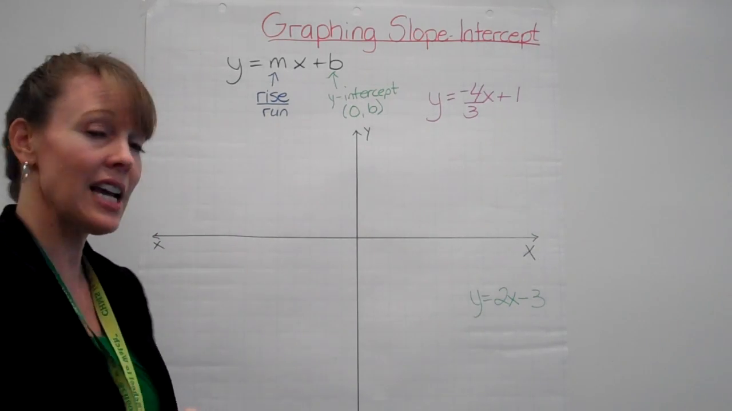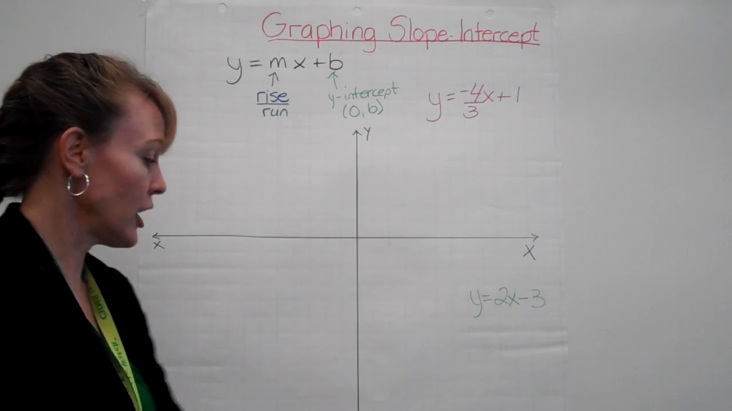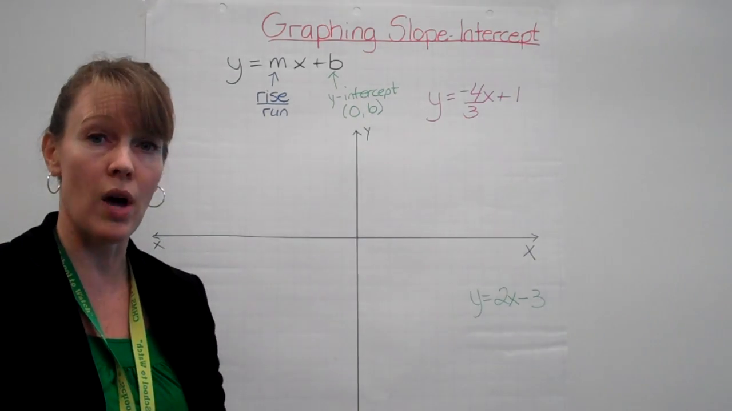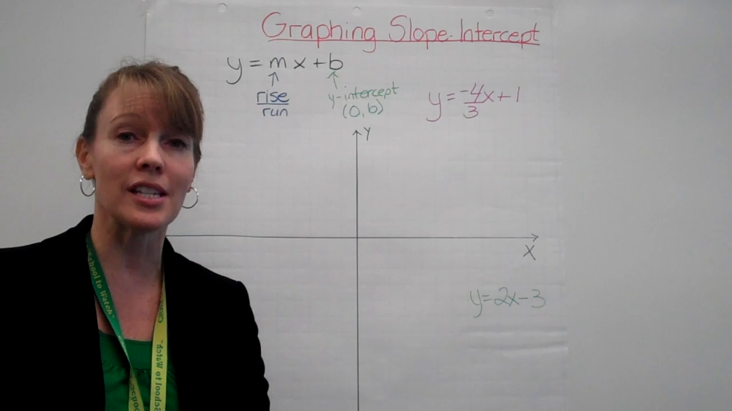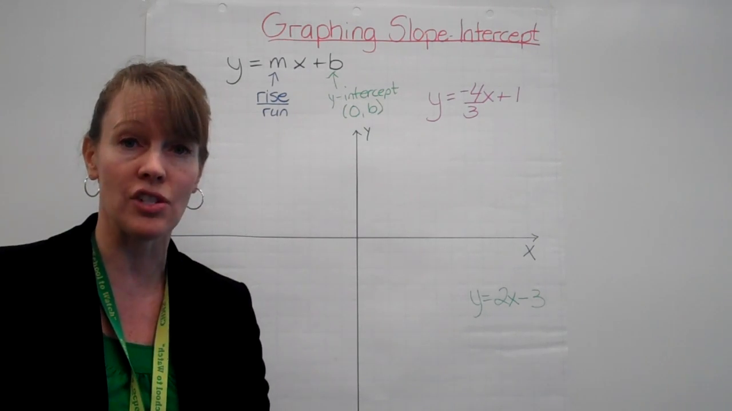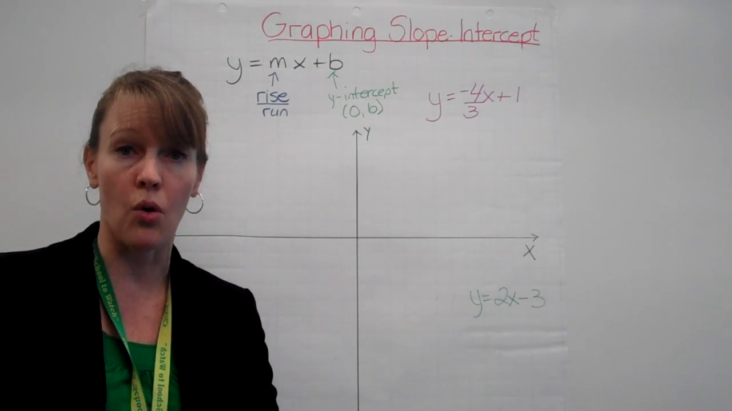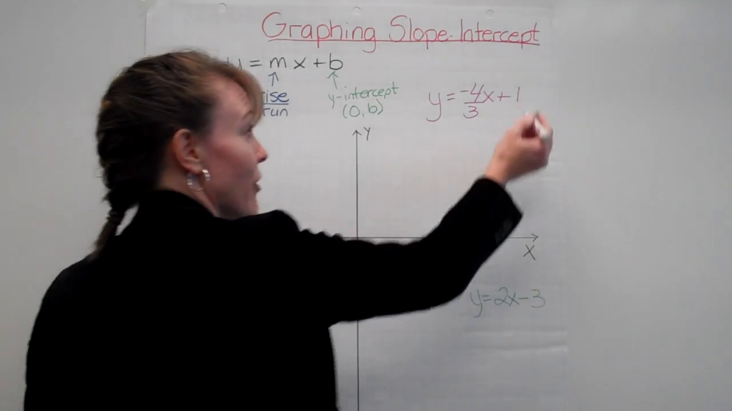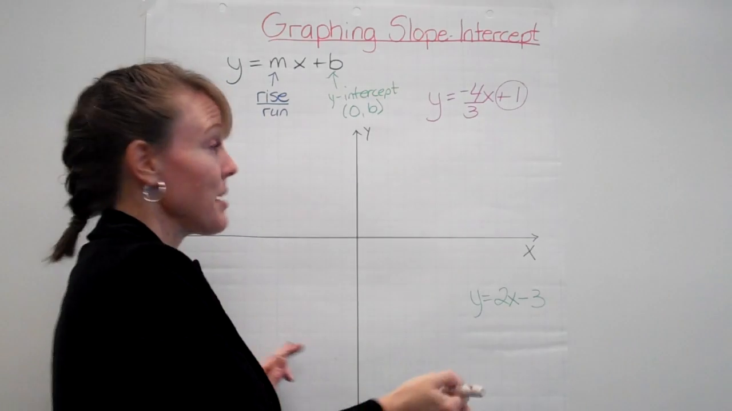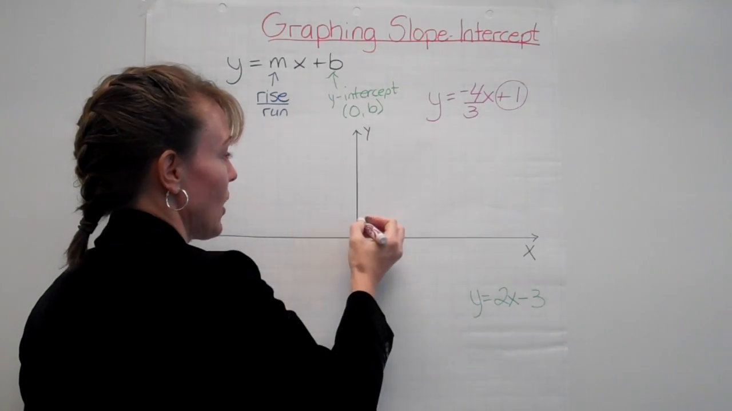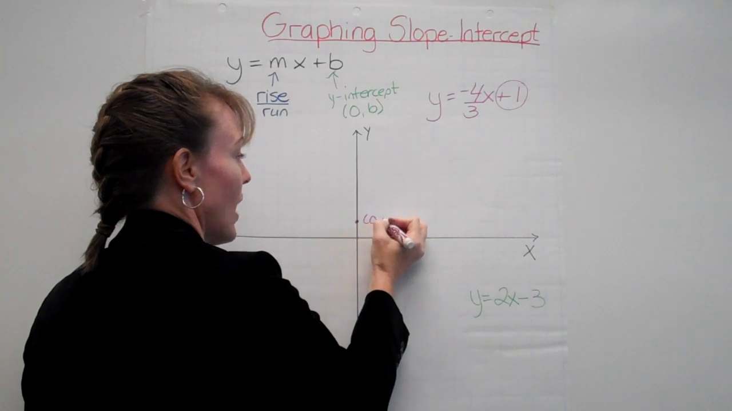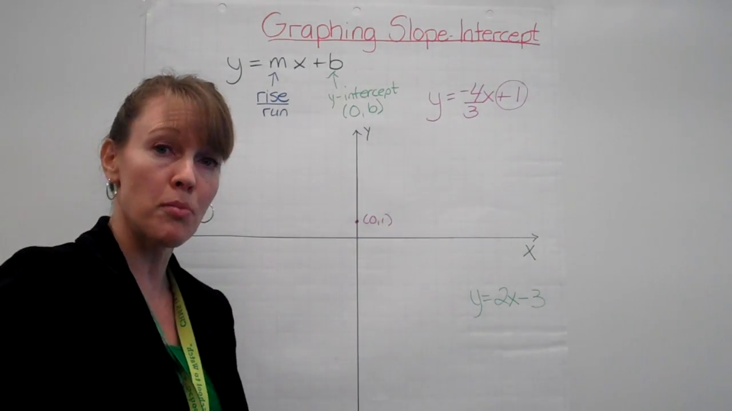All right, so let's take a look at how we would do this. Let's take a look at y equals negative 4/3 x plus 1. The first thing you're going to do is start with the b, the y-intercept. That's the one point you know where the line is going to cross the y-axis. So here we have positive 1. So on my y-axis, I'm going to graph positive 1, or (0, 1). Okay? That's my first point.